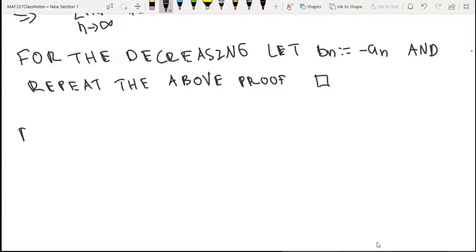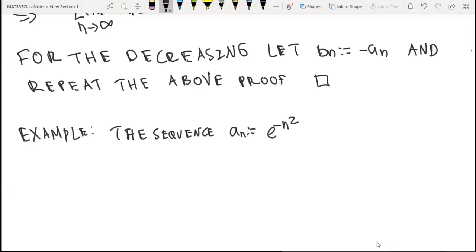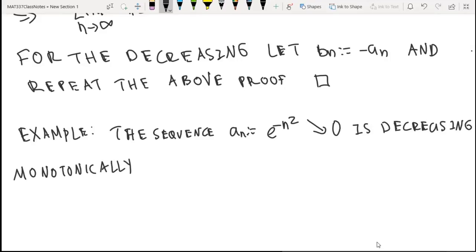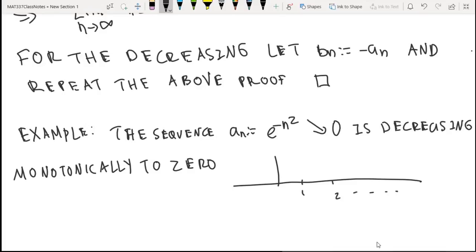All right, so let's do an example. So the sequence e to the minus n squared is decreasing monotonically to zero. So if you like, this is 1, 2, and this is e to the minus n squared. Okay.